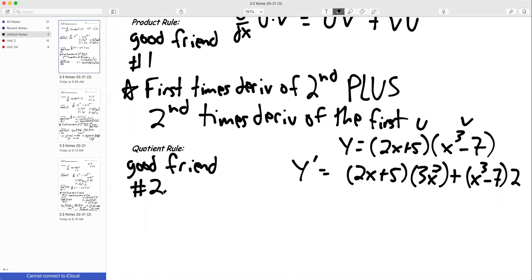Got it? I need my ruler here. It's like I'm a maestro at the orchestra. So repeat after me. Lo D hi, minus hi D lo, over lo squared. Lo D hi minus hi D lo over lo squared.